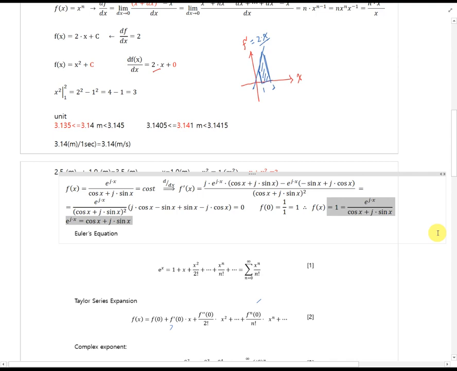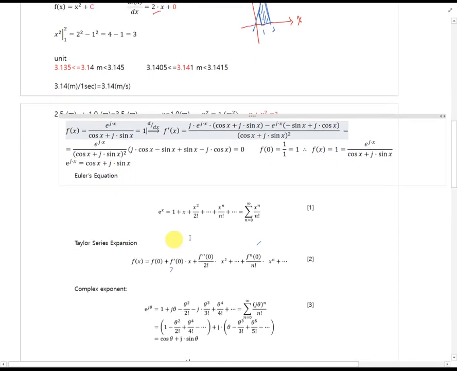We proved this by defining f of x this way, and by taking the derivative we know that this one is constant. If we insert x equals 0, then it was 1. That means the constant value is 1. Then we can write e to the jx equals cosine x plus j sine x. That's one way. Another one is this one.